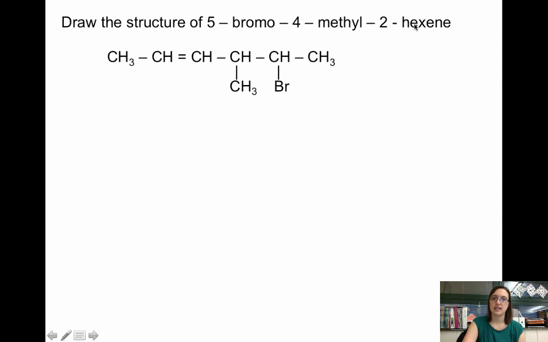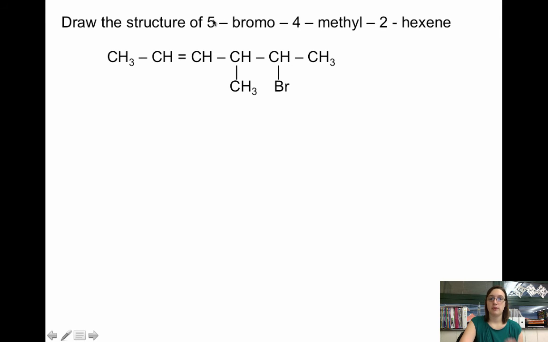So 2-hexene. Hexene tells us that we have 6 carbons. There has to be a double bond somewhere. And we know it's just one double bond because we don't see diene or triene. But then we see 2-hexene, so the double bond has to be off of the second carbon. So here I've made my parent chain. 1, 2, 3, 4, 5, 6. And then 1, 2. The double bond is after the second carbon. So then I have my parent chain.